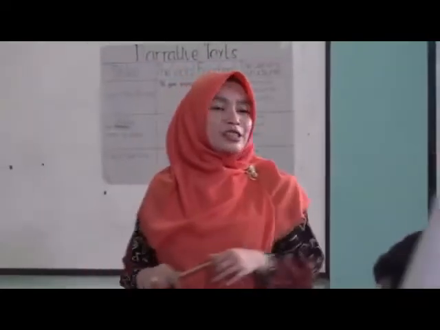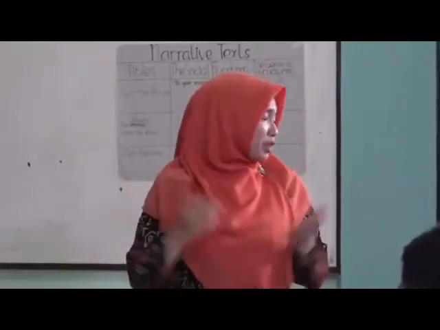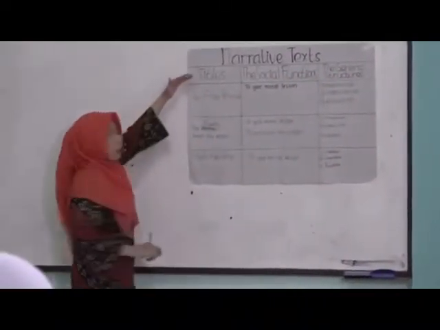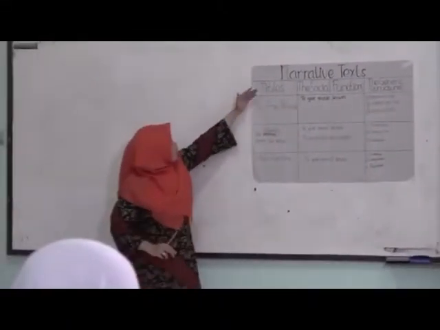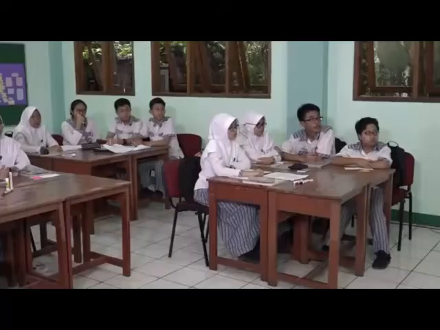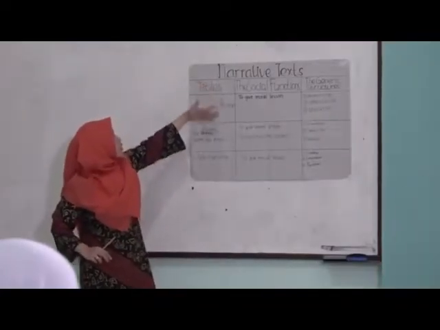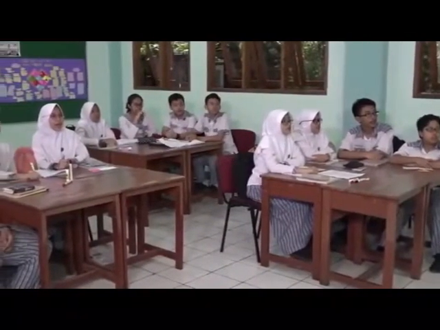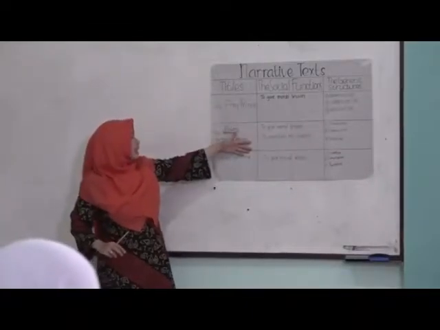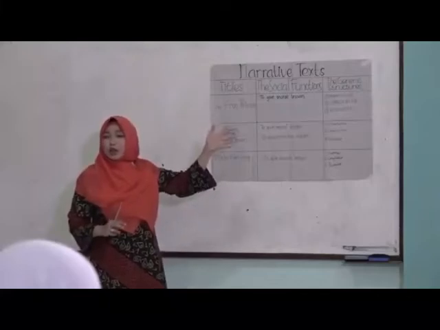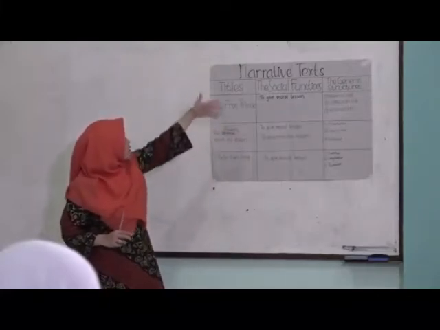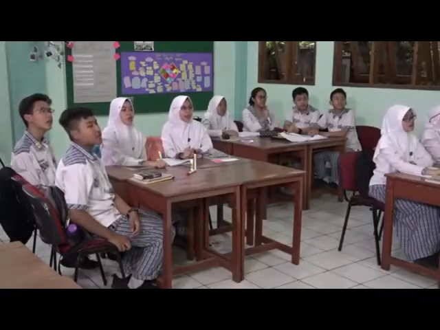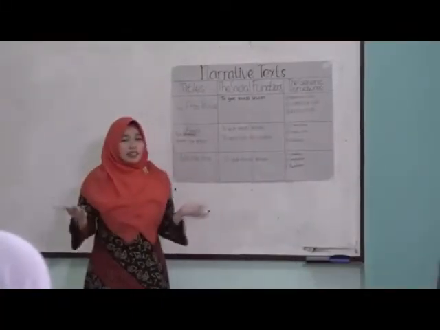Well, okay, so after we learn these materials, now we can conclude that when we talk about narrative text, we can see the social functions. So, can you tell me what are the social functions of narrative text? To give moral lesson and to entertain the reader. Okay, well done. And now let's have a look at the generic structure. We can also conclude that the generic structure of narrative text are orientation, complication, and resolution. Okay, that's very good. Is there any question?